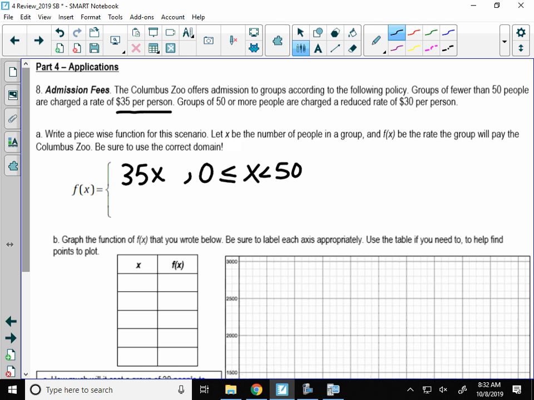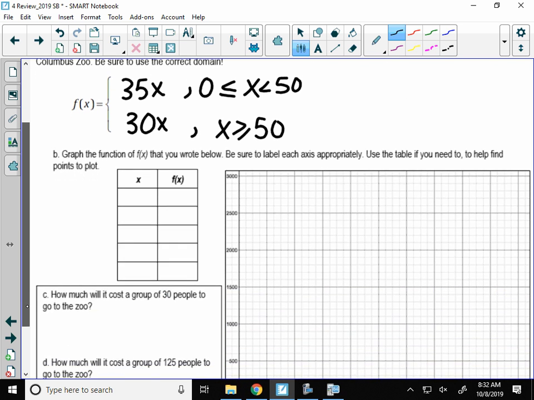Now, if I have 50 people, 50 or more, they charge $30 per person. And here, it doesn't say there's a limit on how many people you can bring, so the domain here would be from 50 inclusive and larger. That would be your equation.